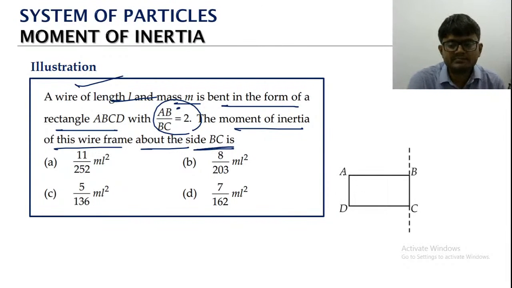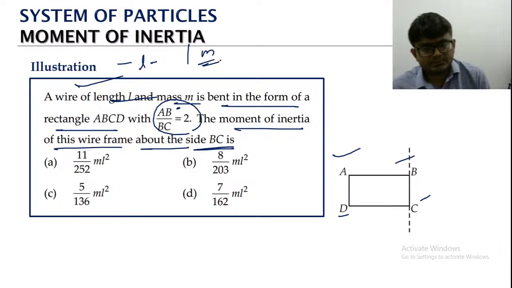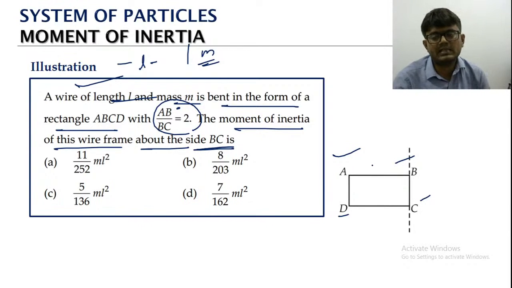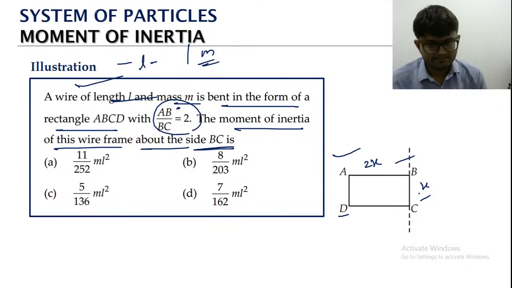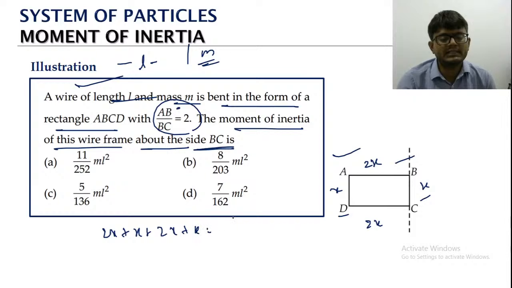So look at this. This is like the wire frame we created. What is the total length? L. For that, what is the mass? M. We said AB is to BC is in the ratio of 2. Means if we say this is 2x, BC is what? X. Rectangle opposite sides are what? Equal, right? So AD will be x and DC will be what? 2x. Add all these sides, what we are going to get? 2x plus x plus 2x plus x. What is it? 6x.